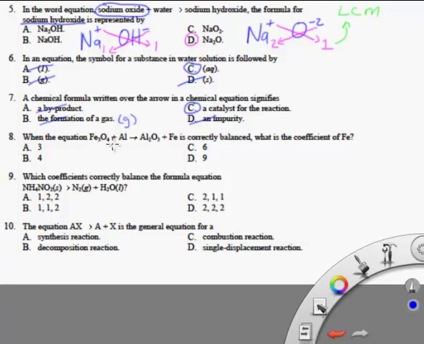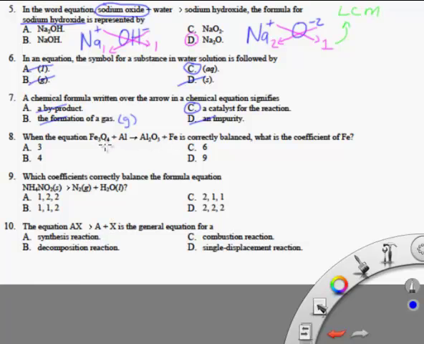When the equation Fe3O4 plus Al yields Al2O3 plus Fe is correctly balanced, what is the coefficient of Fe? For this, we're going to have to balance the entire formula. Let's do it step by step. Good, look at iron. Usually I want to look at the first element first and go from there. But in this case, iron is very easy to balance if we look at it first. It'd be 3 irons, you just put a coefficient of 3 out front of this iron.